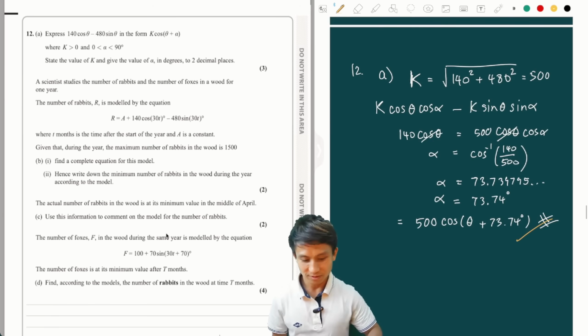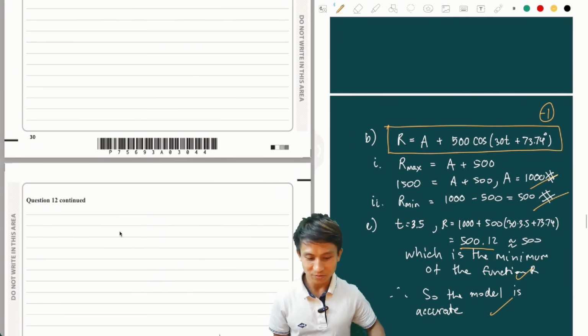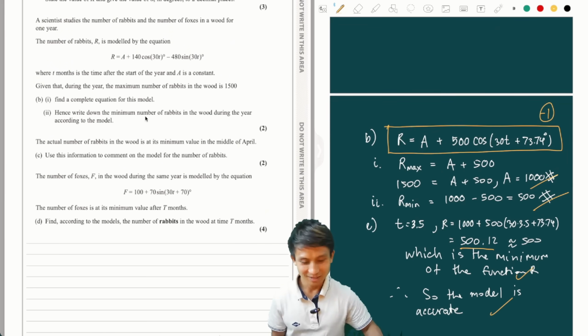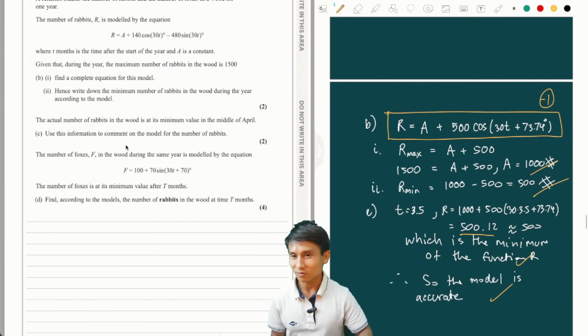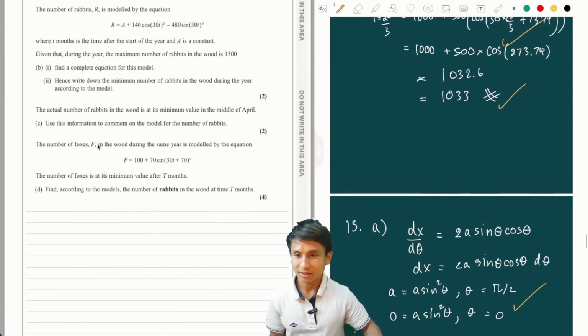Number 12, 12 is fine. Yeah, I was stupid on this one. I didn't read the question. They want a complete equation. I thought they wanted A or something. Somehow I didn't read the question and thought that they wanted A, but they didn't. They just wanted the complete equation, and I was annoyed at myself there. And C, yeah, C was fine there.